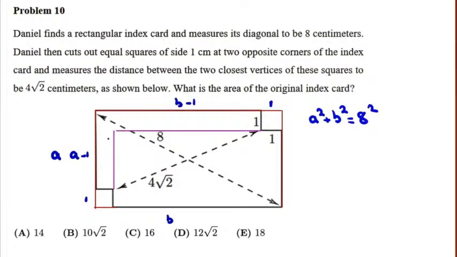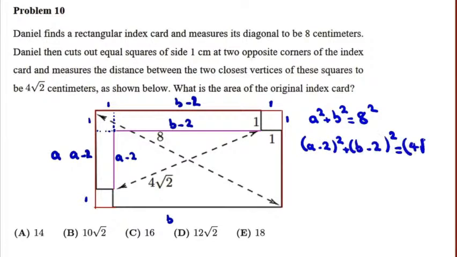Now, in the next step, I use this part. The length here is what? It's A minus 2, because if you extend here, it is 1, equal 1, equal 1, so this part is A minus 2. Similarly, the middle is B minus 2. So A minus 2, here B minus 2. A minus 2 squared plus B minus 2 squared equals 4 root 2 squared.